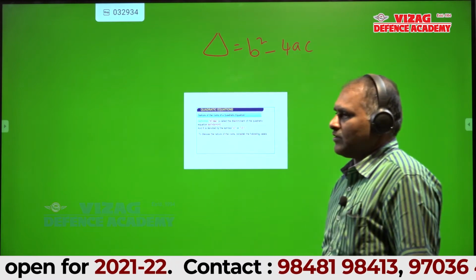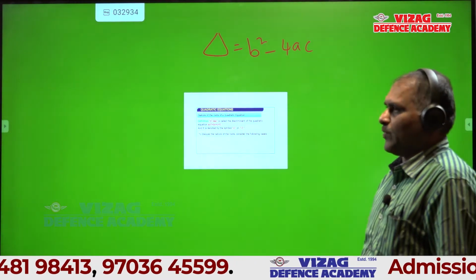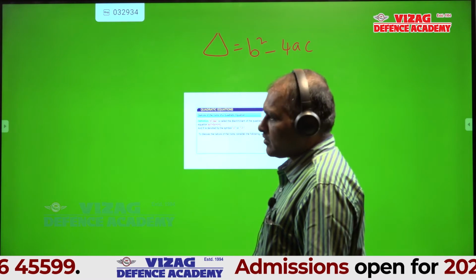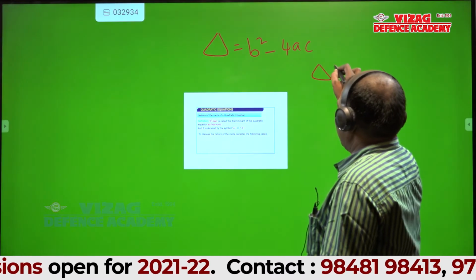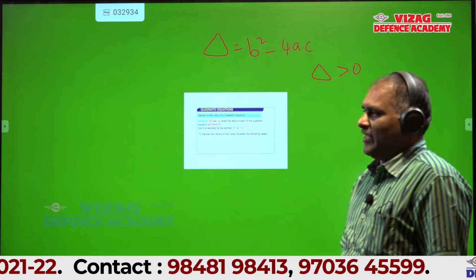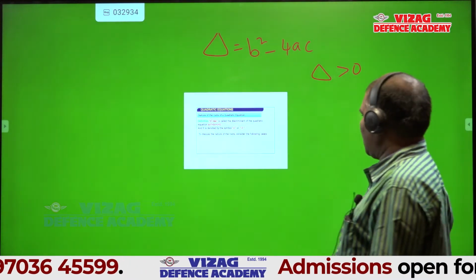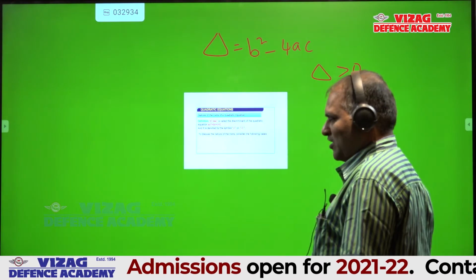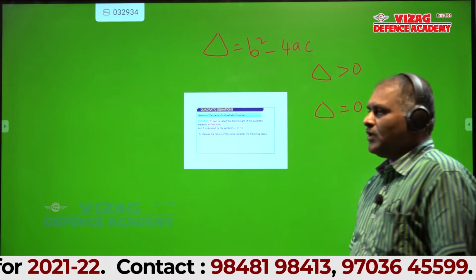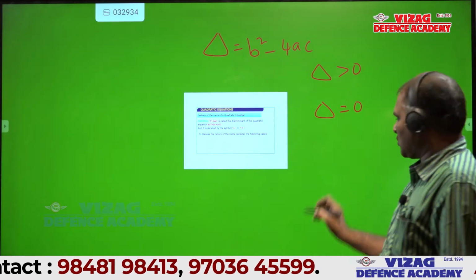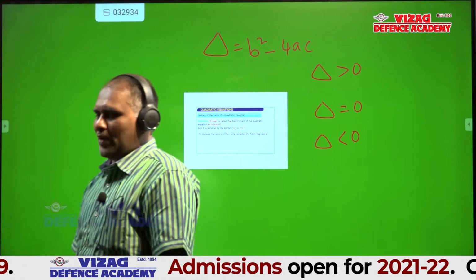When b square minus 4ac is greater than 0, what about the roots? Real and unequal, sir. Delta greater than 0: real and unequal roots. Delta is equal to 0: real and equal roots. Delta less than 0: imaginary roots.